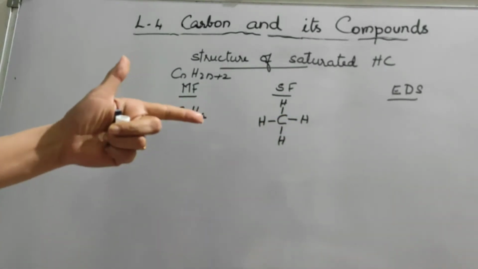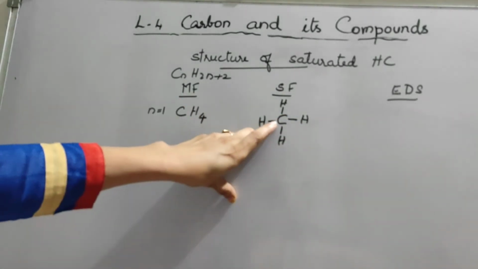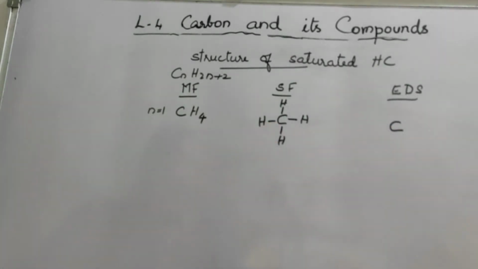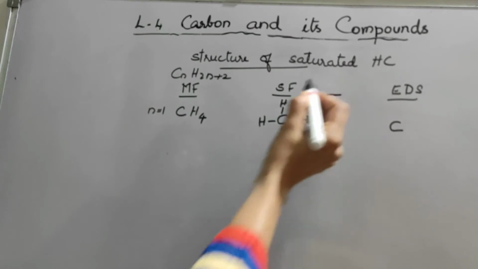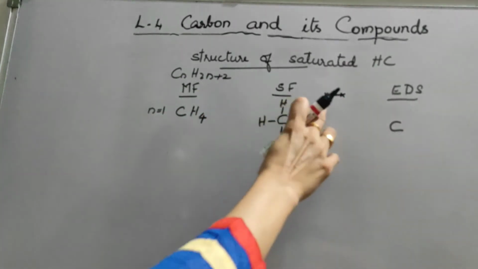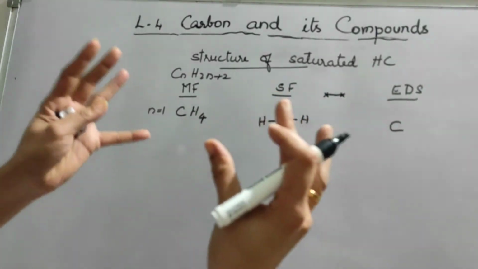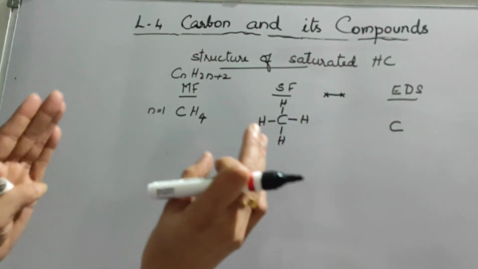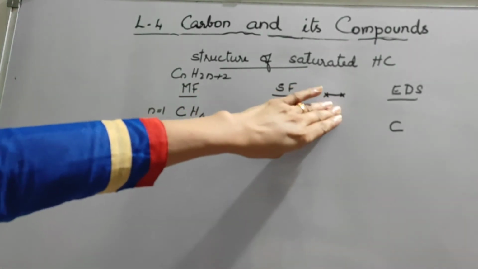Then how can you represent the electron dot structure? In the same way, how many carbons are there here? 1 carbon. And we already know that in a single bond, there are 2 electrons. There is a strong force of attraction between these 2 electrons, and that is known as a bond.